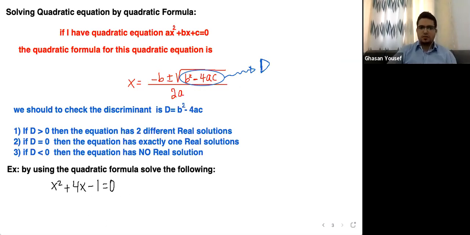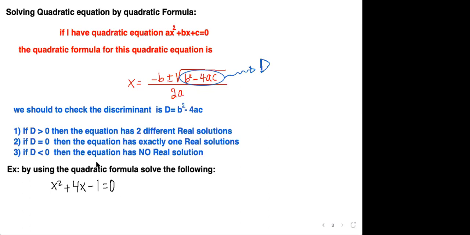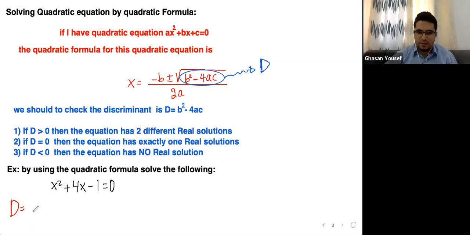So again, to solve this one, I have to check D, the discriminant. What is D here? Here I get a question. You use the quadratic formula when you cannot factor. This is correct. Sometimes I cannot factor, so I have to use this quadratic formula. Let me write the formula for D: b squared minus 4ac.